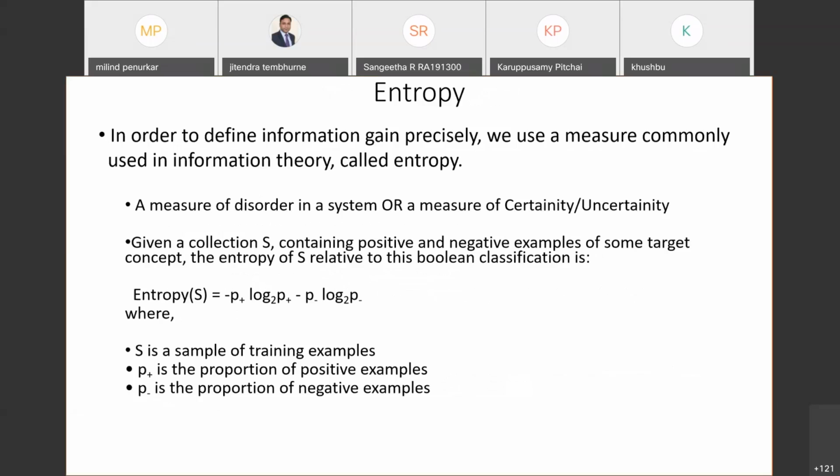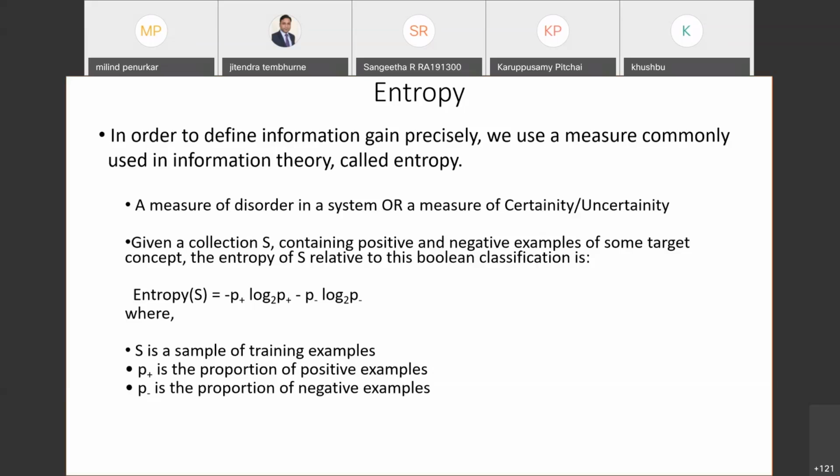There is a concept in information theory. We will not go into the details; we'll just take the formula. Entropy: in order to define information gain precisely, we use a measure commonly used in information theory called entropy. So what is entropy? It is basically a measure of disorder in the system. I should have small entropy and maximum information gain. It is a measure of certainty or uncertainty.